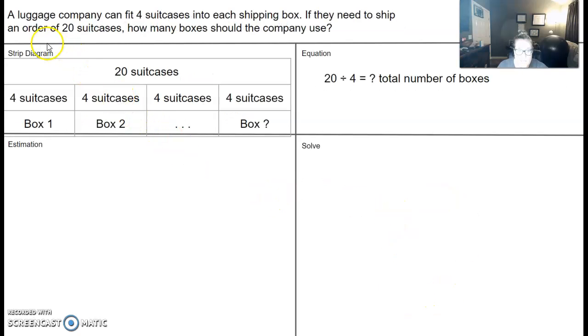The second question says a luggage company can fit 4 suitcases into each shipping box. If they need to ship an order of 20 suitcases, how many boxes should the company use? Again, you have your strip diagram and your equation. Today you're going to estimate and you're going to solve.